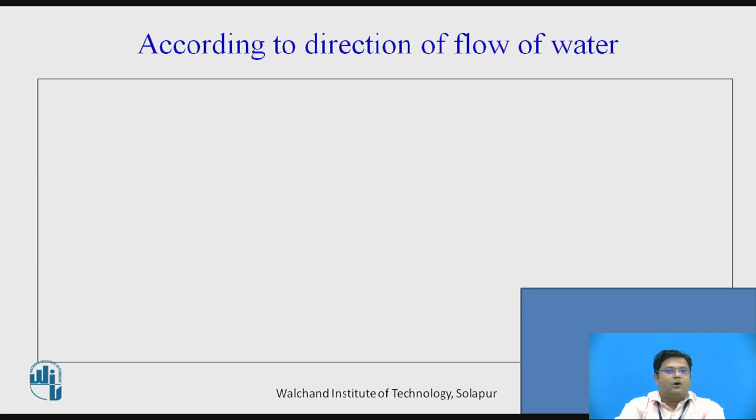Next one, according to the direction of flow of water. There are four types of direction of flow of water. See here, this is the image of a runner. If the water flows tangentially to the runner, then it is called a tangential flow turbine. If the water flows in axial direction, meaning parallel to the direction of the shaft of the runner, then it is called an axial turbine. And next one is a radial turbine. If the water flows in radial direction, then it is called a radial flow turbine.